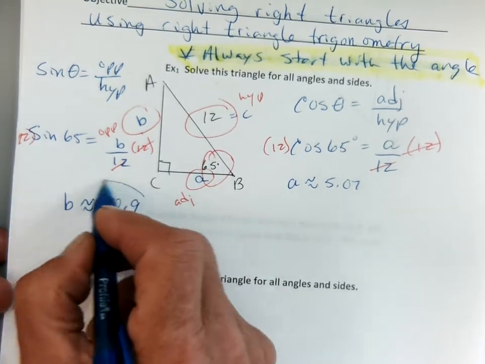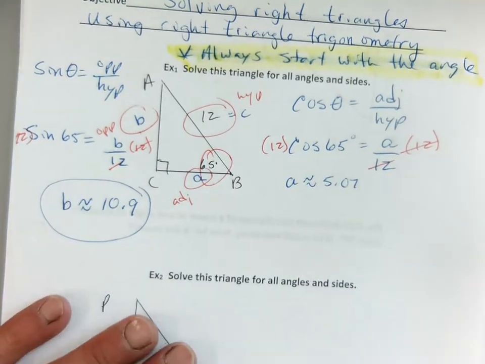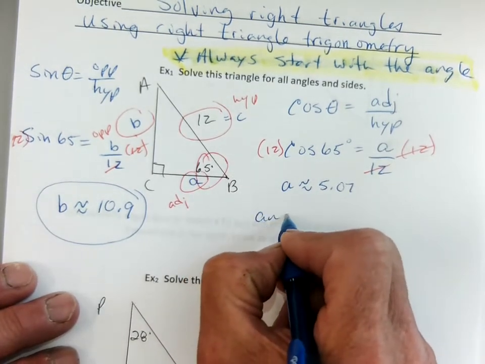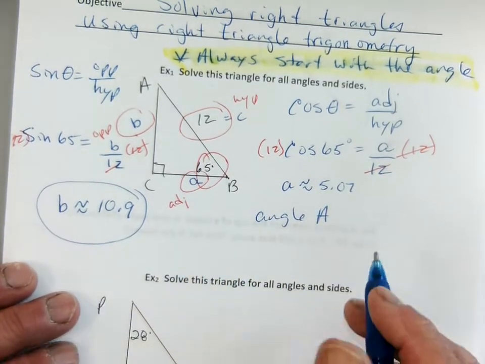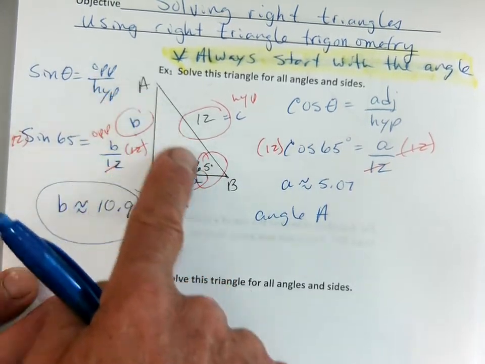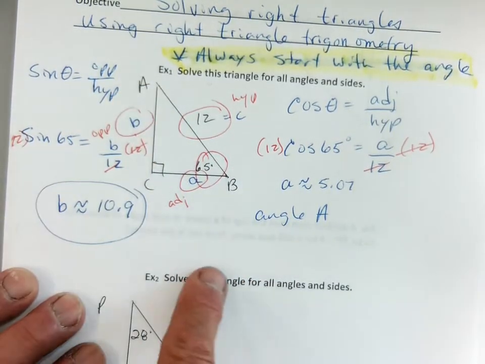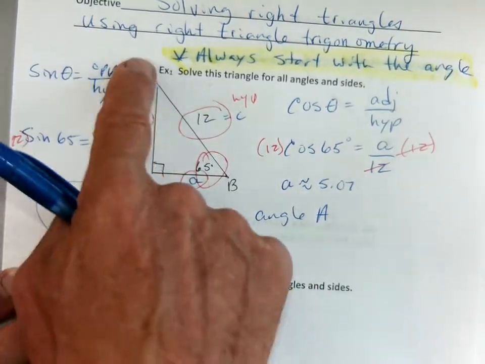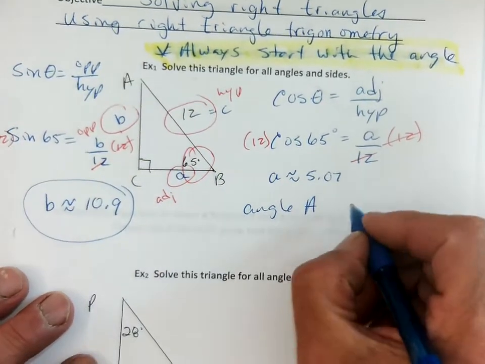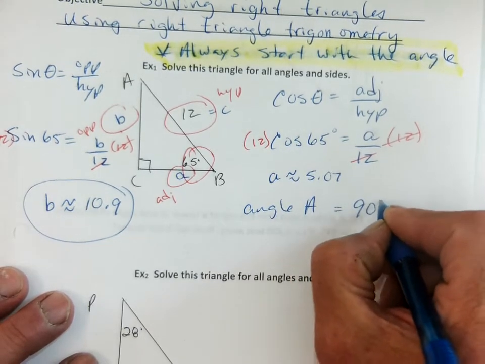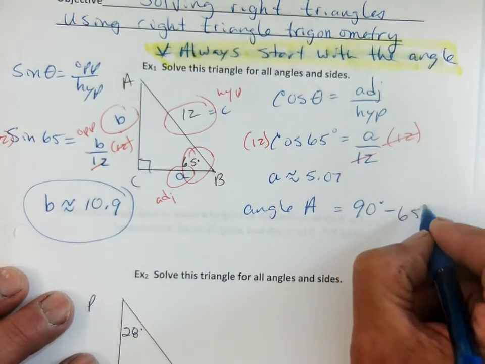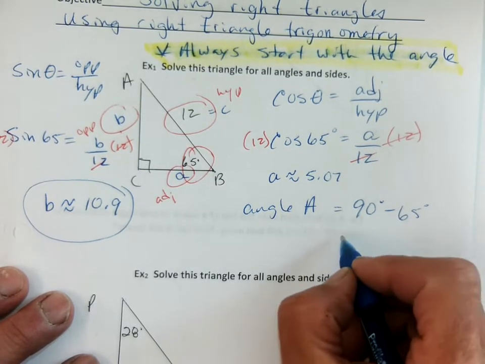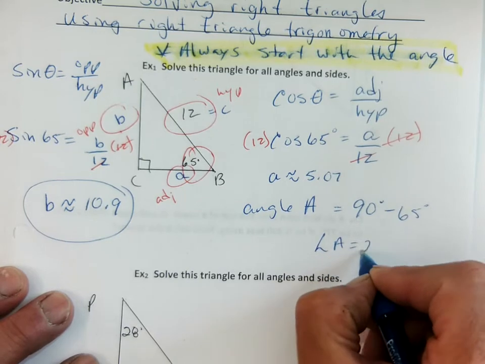I've got one last thing, which is actually the easiest of all, and that's angle A. These two angles always add up to 90. It has to, right? 180 degrees in a triangle, 90 of it is already used, so these two angles have to add up to 90. So to get angle A, I'm just going to go 90 degrees minus my 65 degrees. That's 25. So angle A is 25 degrees, okay?